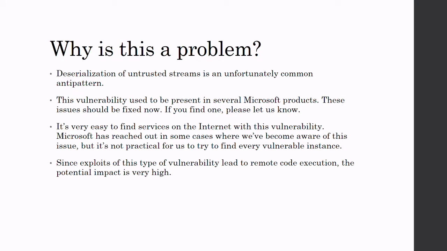So why is this a problem? Well, remote code execution is not something any of us want, but it's also a really common issue. So this vulnerability used to be present in a large number of Microsoft products. We fixed every issue that we've known about. If you found one, please let us know. It's still the case, however, that you can easily find web applications out on the internet that are vulnerable to this type of attack. That's not something we like, but we can't really go and approach everyone we find on the internet who has potentially vulnerable applications.